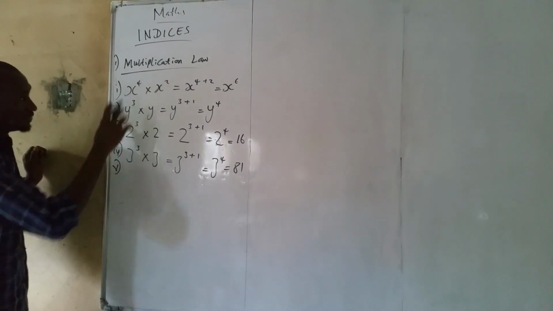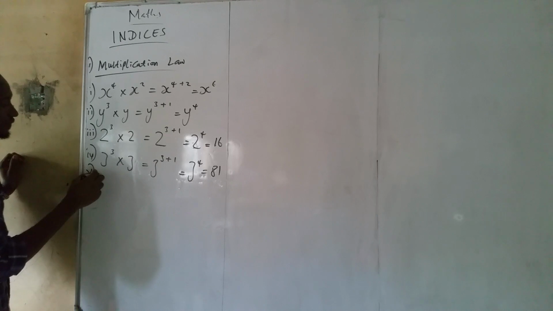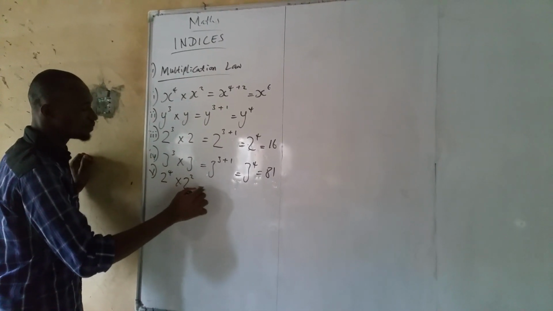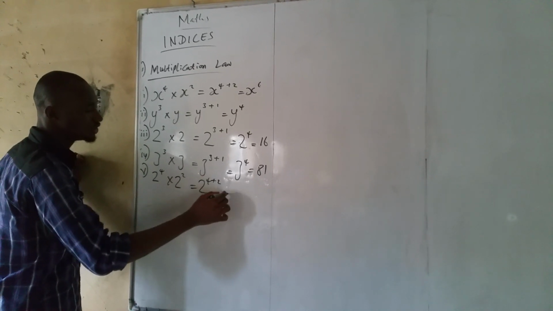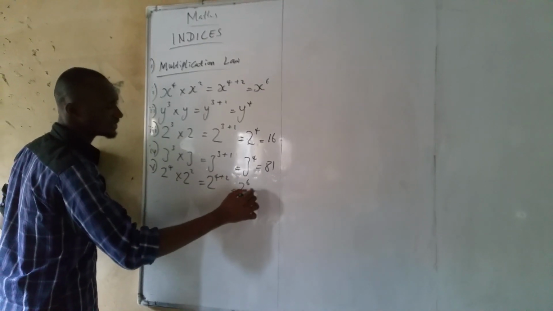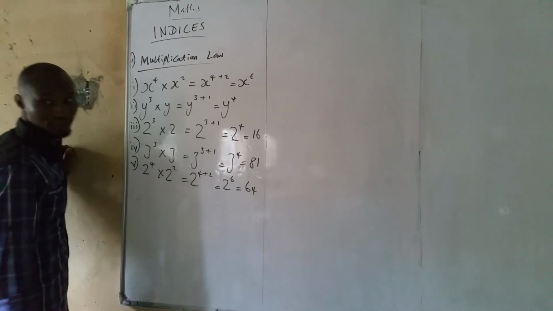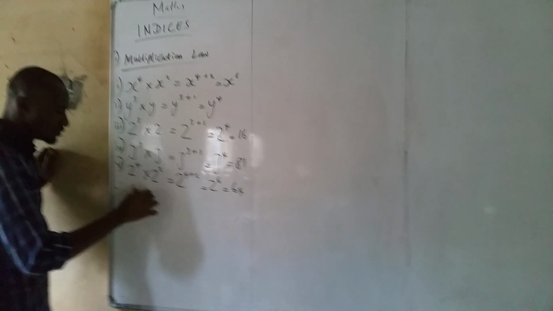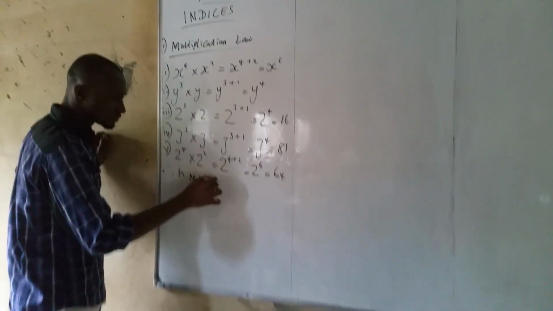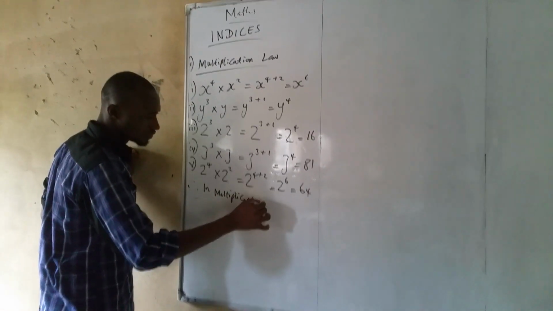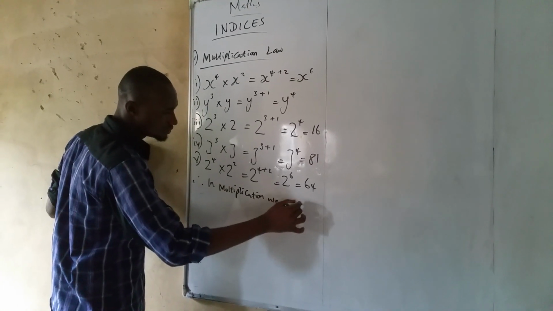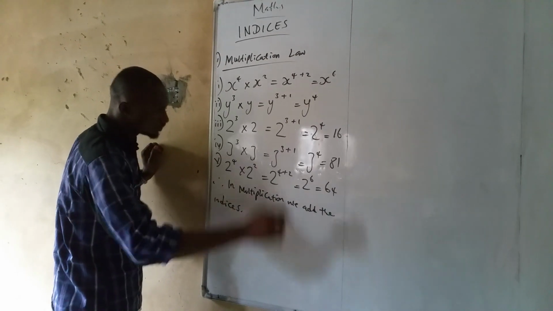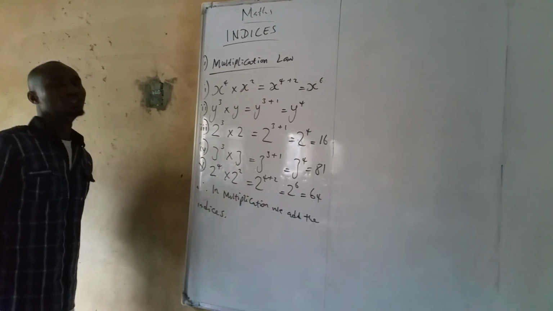Last but not the least on this, if you have 2 raised power 4 times 2 raised power 2, this equals to 2 raised power what? 4 plus 2 equals to what? 2 raised power 6, and this is what? 64. Are you there? So therefore, in multiplication law, we add the indices. We add the what? Indices. Full stop. The next law, division law.